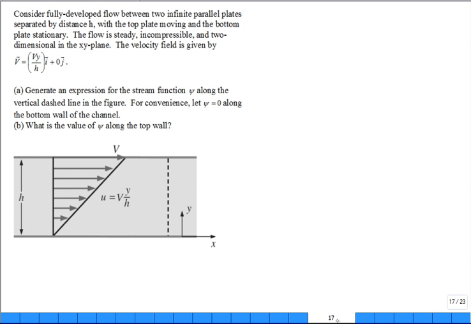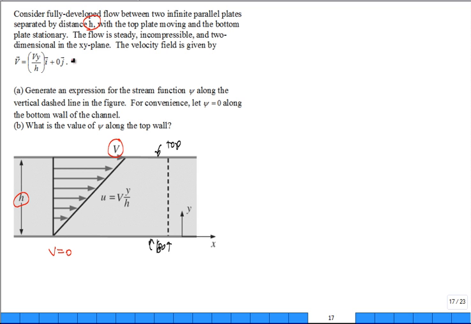Let's solve a problem. Consider a fully developed flow between two infinite parallel plates. This is the top plate. This is the bottom plate. And in between is the fluid. It's separated by a distance h. The top plate is moving at speed V, and the bottom plate is not moving. V down here is 0. The flow is steady, incompressible, and two-dimensional in the xy plane.